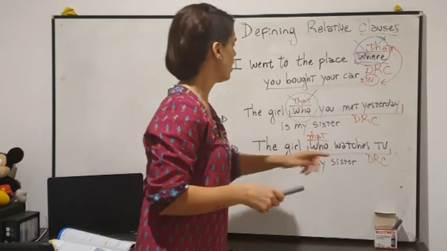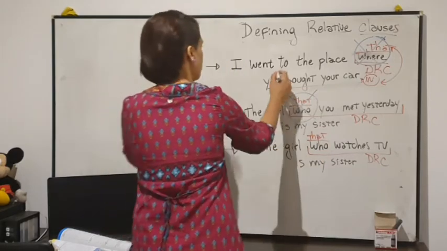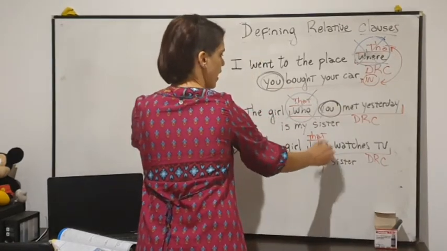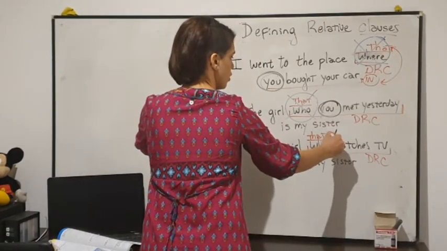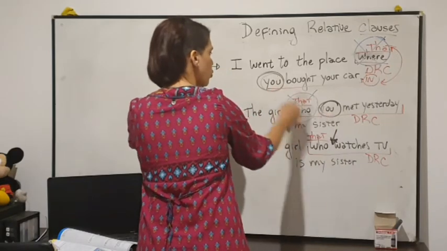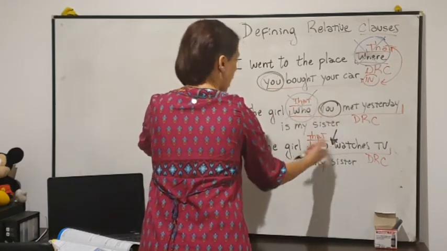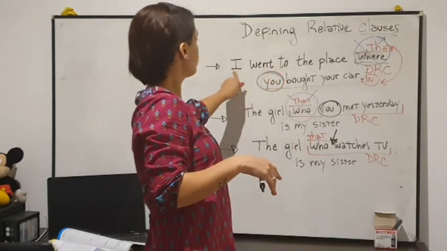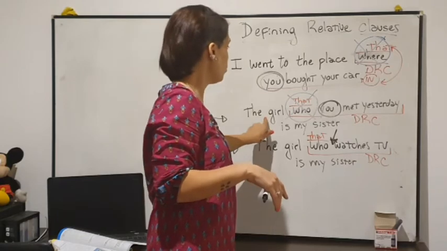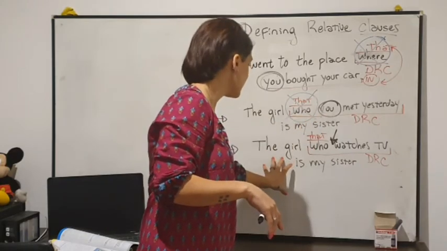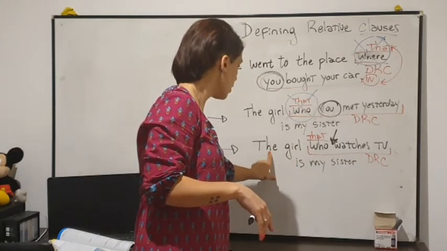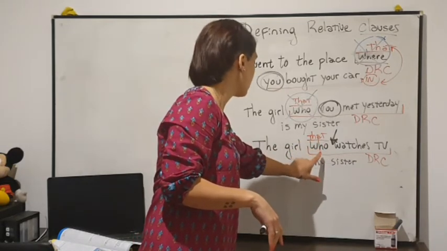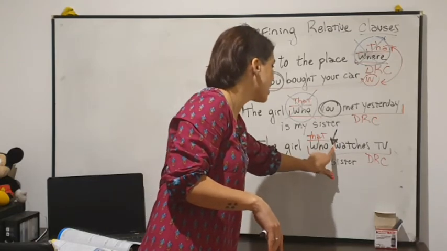And why not here? Look, what can you see here? Do we have a subject here? No. The thing is that in this place, we have two different subjects. But in this sentence, the subject is the same, the girl and the girl. So we can't eliminate a relative pronoun if we don't have a subject here.